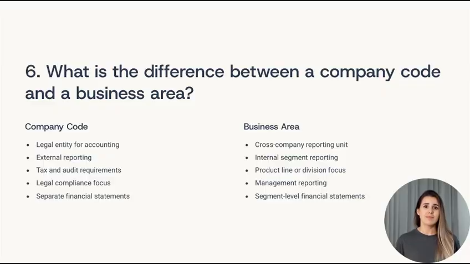6. What is the difference between a company code and a business area? A company code is a legal entity, while a business area is used for internal reporting across multiple company codes. Business areas help generate segment-level financial statements, which is useful when departments function like individual profit centers.